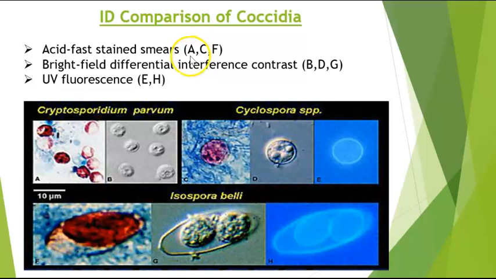Take note that images A, C, and F are stained with the acid-fast stain. B, D, and G are just bright field microscope images of the parasites. And then images E and H are using UV fluorescence to look at the parasites.